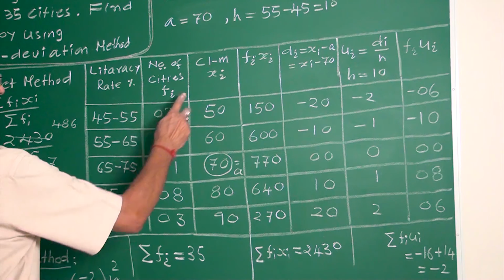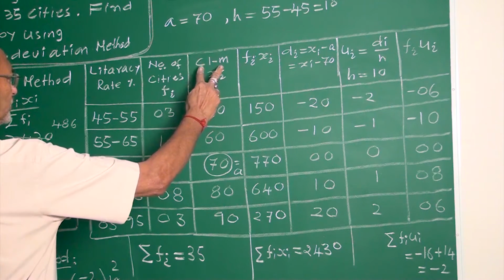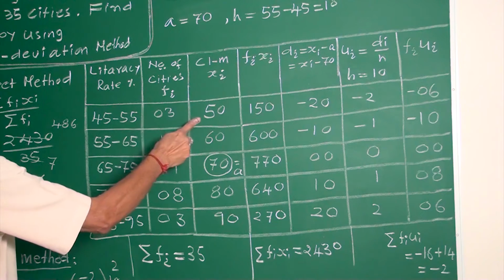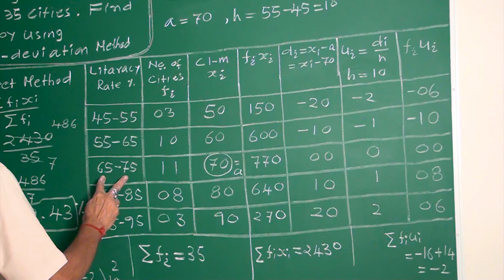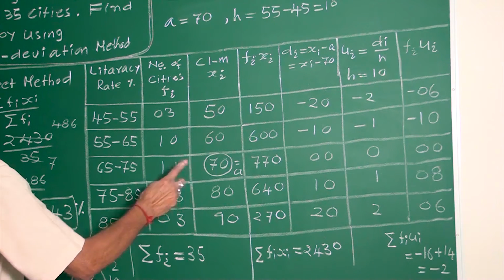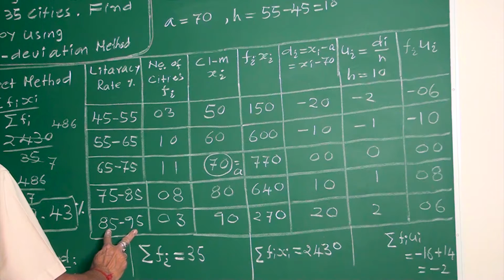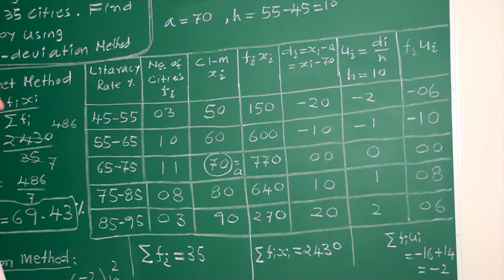Next comes xi. What is that xi? This is the class mark. How to get it? Upper limit plus lower limit divided by 2. 45 plus 55 is 100, 100 divided by 2 is 50. This is 120 divided by 2, 60. This is 140 divided by 2, 70. Then 80, and 180 divided by 2 is 90. This is xi, the class mark.